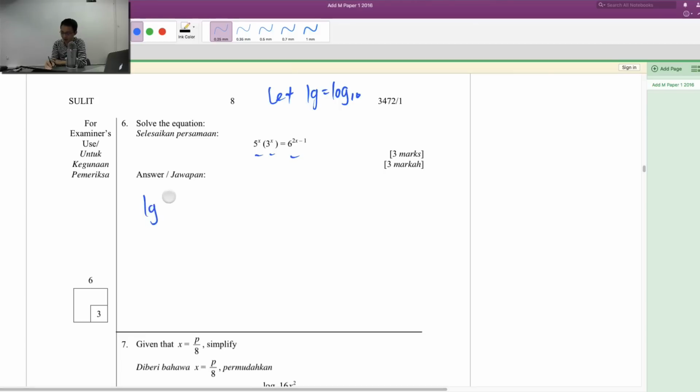So I will add log for both sides. So this is 3x, and then this is log 6 to the power of 2x minus 1. Alright, and then log basically tells us we can actually. Okay, before I do this, let me just simplify the equation first, because both are also power of x. So I can say this is 5 multiplied by 3 to the power of x. This is 6 to the power of 2x minus 1.